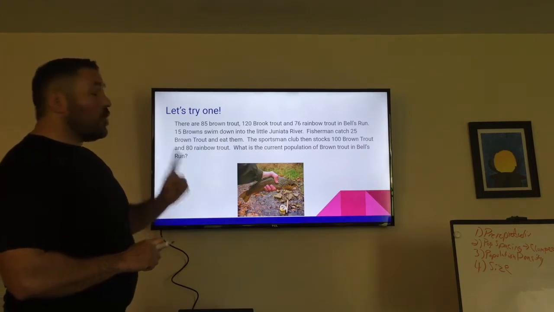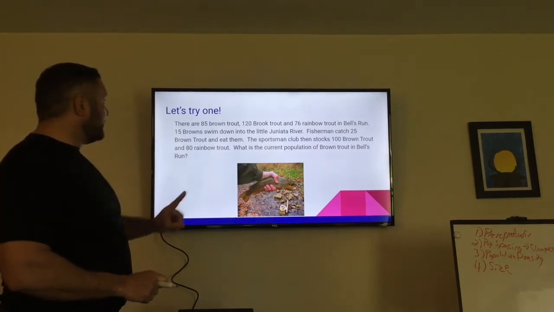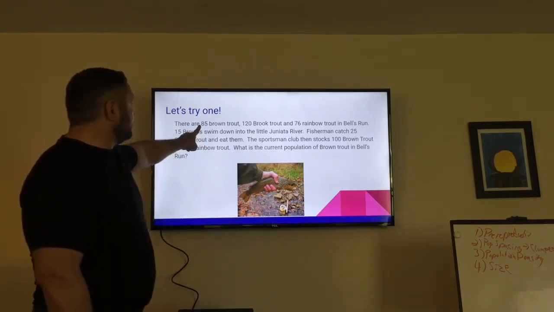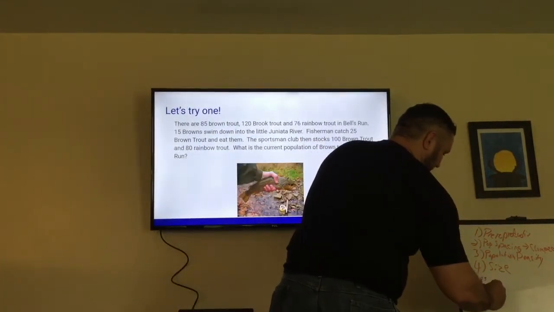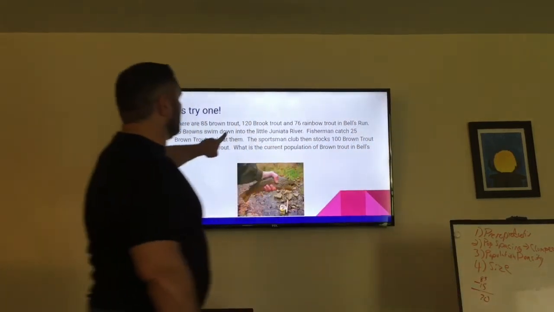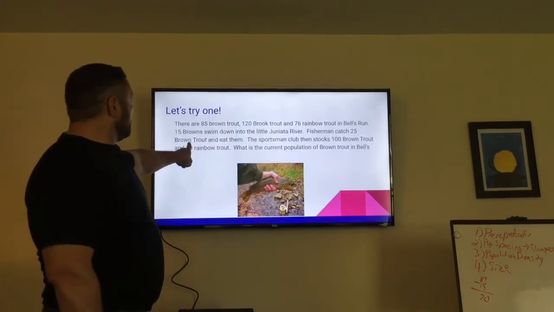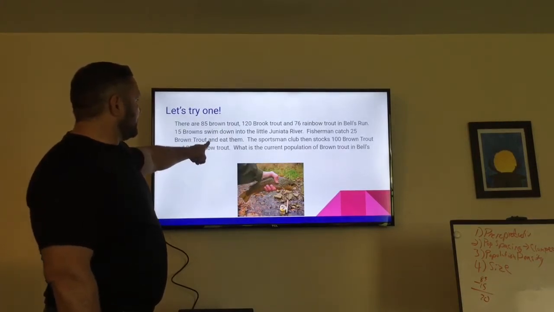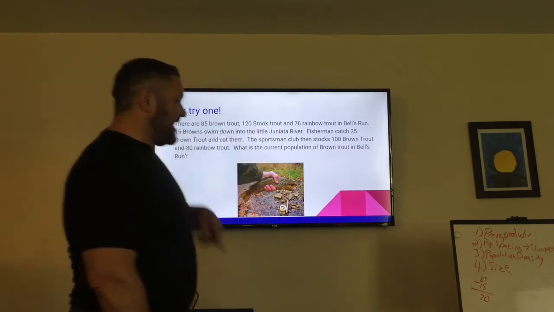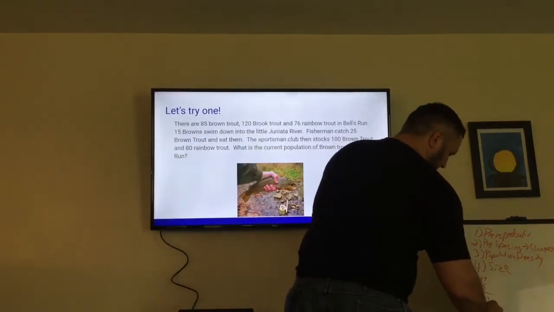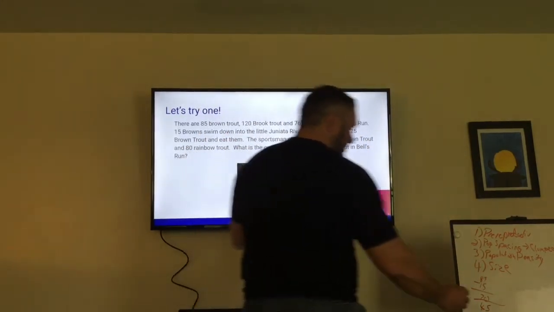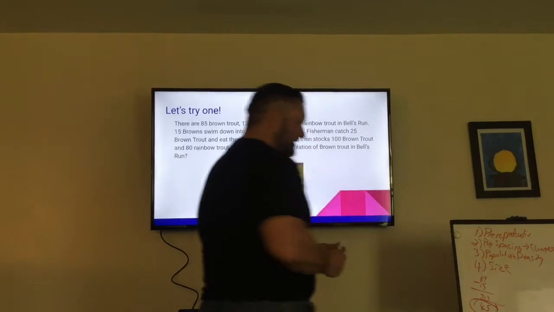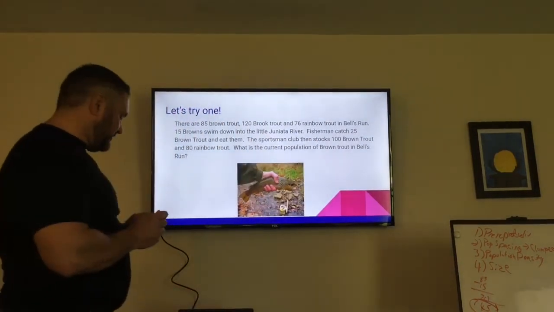Well, you only take into account the brown trout. So we're starting with 85. 15 leave, so you have 85 minus 15. That takes you down to 70, correct? No. Fishermen catch 25 of them. That takes you down to 45. And then we add 100 more. Your total number in that problem is 145 brown trout left in the stream.